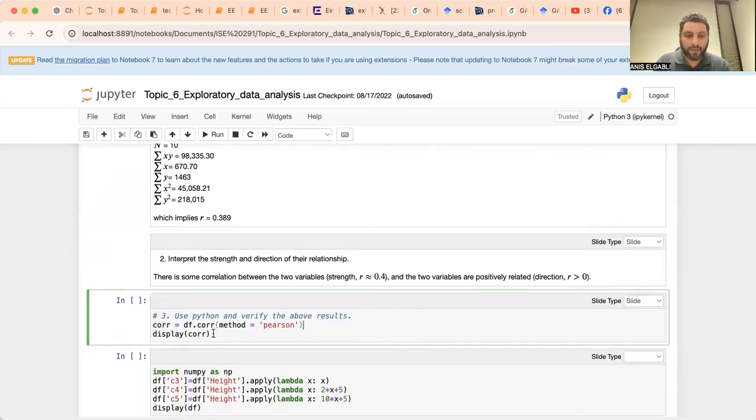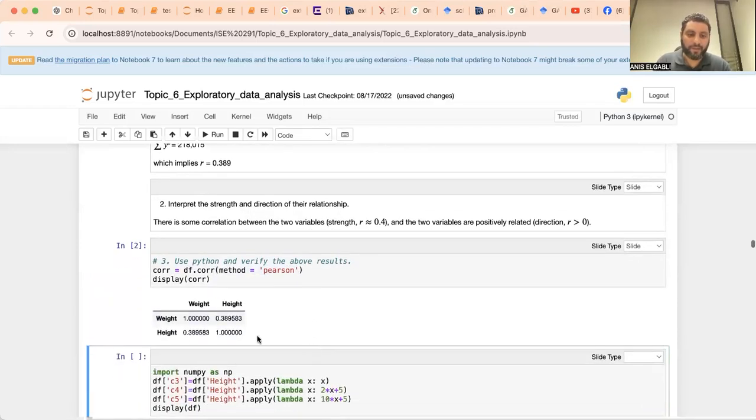We can also call the function corr, a built-in pandas function, and specify the method Pearson, and we get the value for the correlation. And here it's a matrix. This is the correlation between the weight and itself. Of course, it has to be 1: one feature is telling you everything about itself.